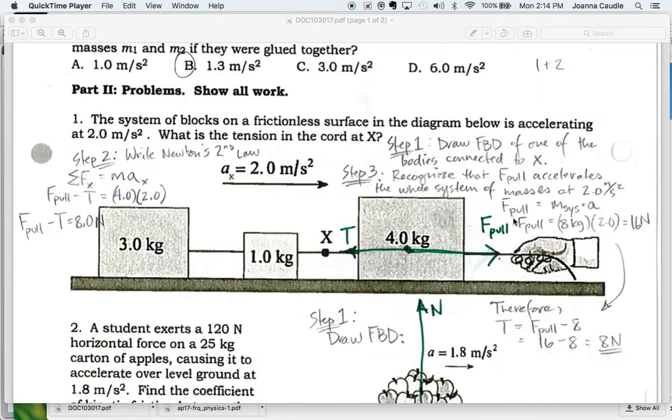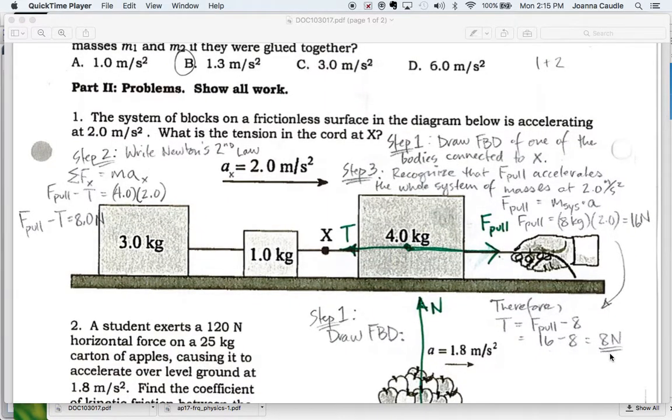So I can solve for the pulling force by looking at the net force of the whole system. The net force of this whole system of 3 boxes is the pulling force, which equals the mass of the system times the acceleration. Solving for that, I can solve for the pulling force as 16 newtons. So now I can just go back to my net force equation that I looked at in step 2, where the pulling force minus the tension is equal to 8 newtons. And solving for the tension, I get that the tension is 8 newtons.